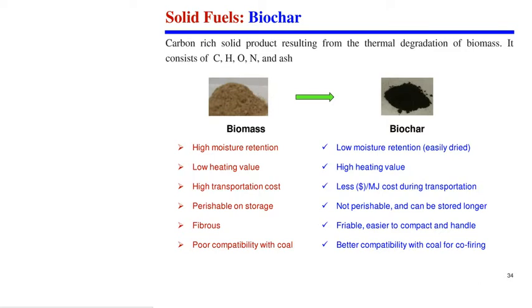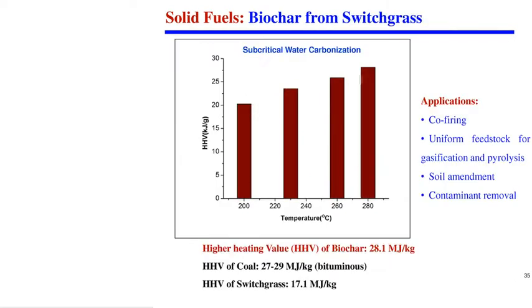High transportation cost. If you are transporting raw biomass, that means transporting roughly 40% of oxygen and a lot of water. If we carbonize, more like a charcoal, there is less cost in dollars or rupees per megajoule for transportation. Biomass is perishable if you leave it as it is. If you carbonize, it becomes non-perishable and can be stored for a longer time. Fibrous, non-fibrous, poor compatibility with coals. This char powder you can mix with the coal, so better compatibility. So these are the benefits of making solid fuels, and then it can go to a refinery and gasify or whatever the other applications. How does the heating value change?